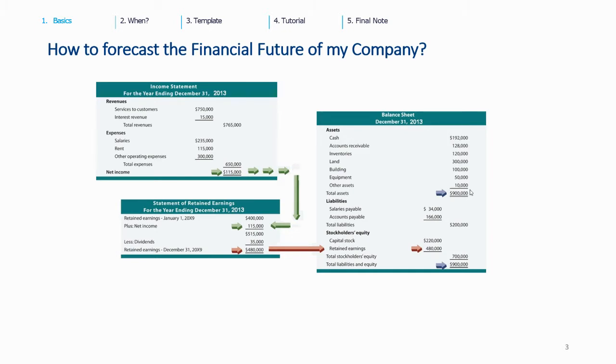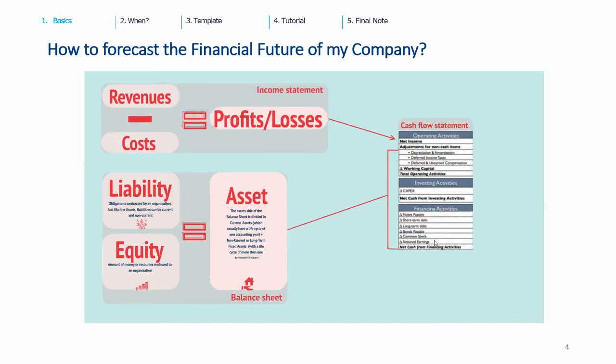After that, you're dealing with something called a statement of retained earnings. It shows that out of the amount of profit your company makes, how much will go to your pocket and how much will be retained in the company. The next one is the balance sheet, which shows a snapshot of the financial picture of the company. And after that, you're dealing with the cash flow statement.